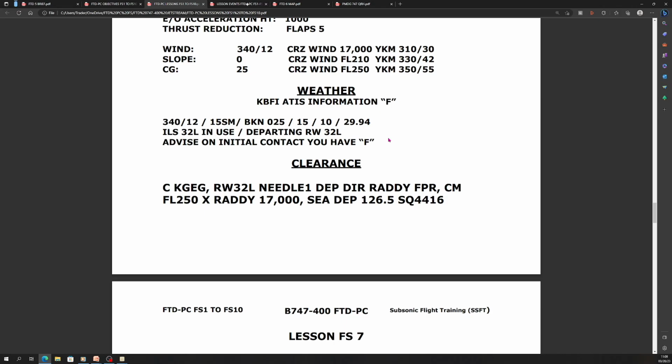But it'll be cleared to Spokane via runway 32 left, Needle 1 departure, direct RADI, flight plan route, climb maintain flight level 250, cross RADI at 17,000, Seattle departure will be 126.5, and squawk 4416. So we'll have a restriction there to cross RADI at 17,000. Top altitude will be flight level 250.